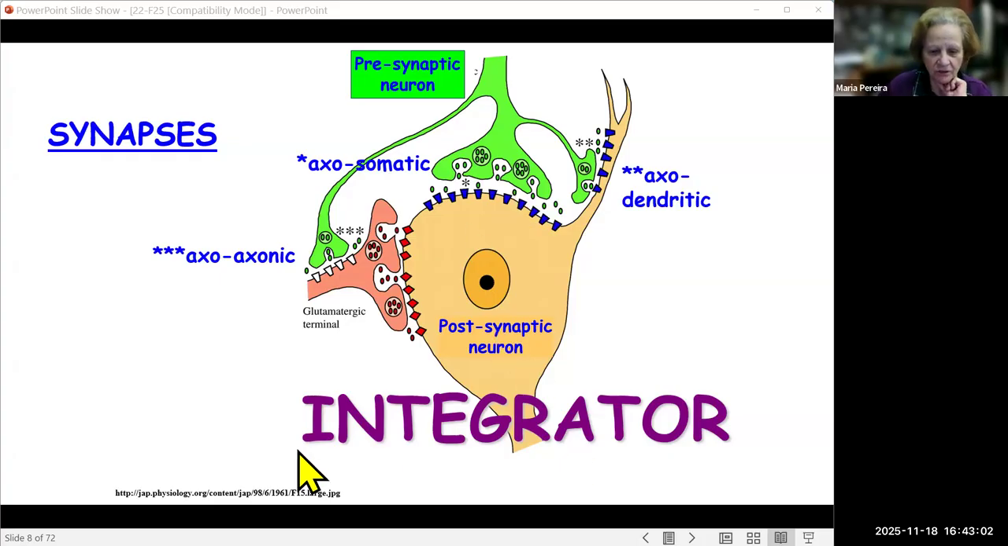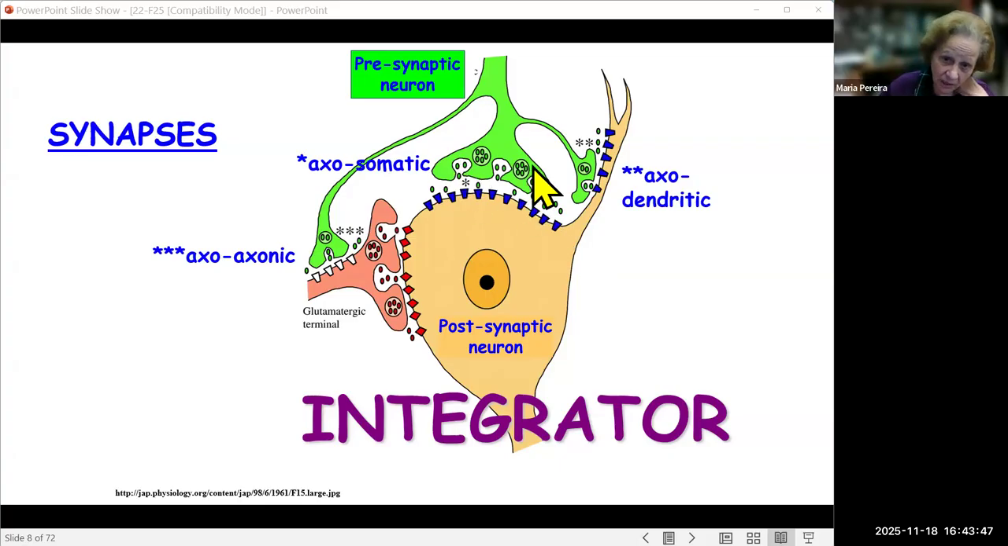So the postsynaptic neuron is the integrator. It can be overwhelmed by all the synapses formed with the presynaptic neurons. Remember that there are 3 different types of synapses that can be formed. So we have axodendritic. Here's the postsynaptic neuron, and here's one dendrite to make things simple. You see that this axon terminal synapses with the dendrite, so the neurotransmitter is going to bind to the receptors right on the dendrite. So this is an axodendritic synapse.